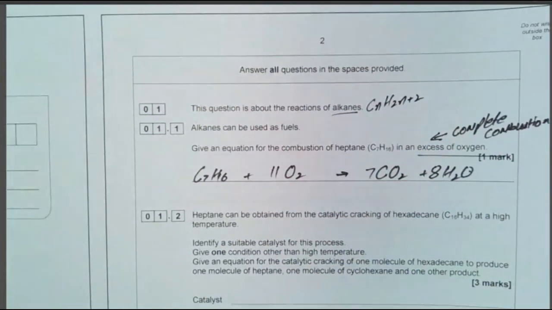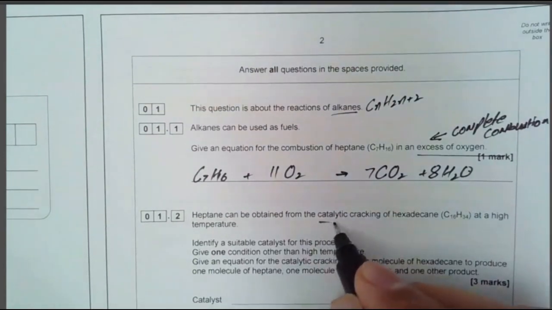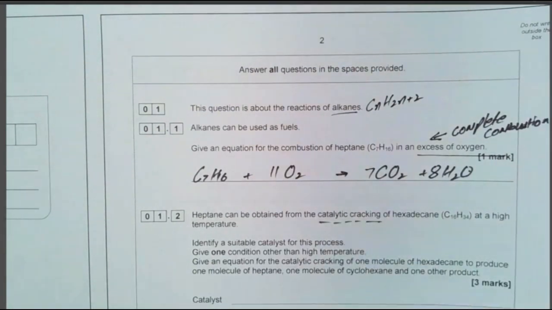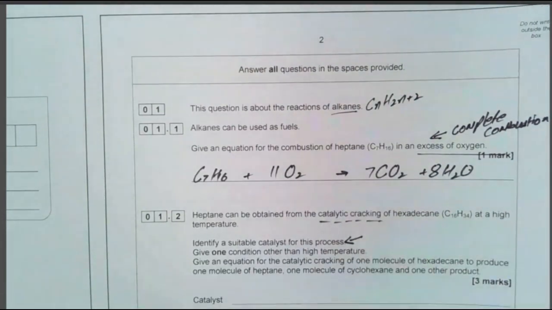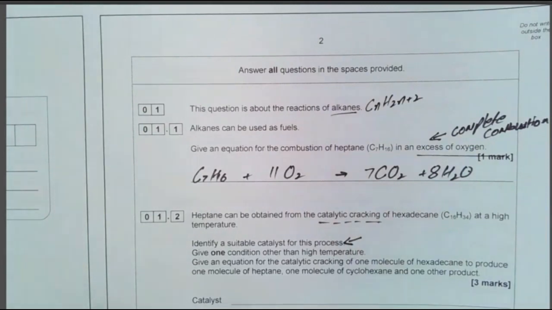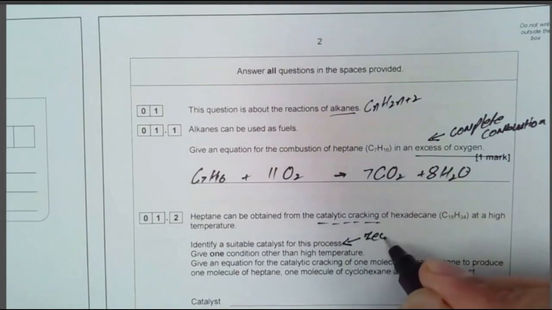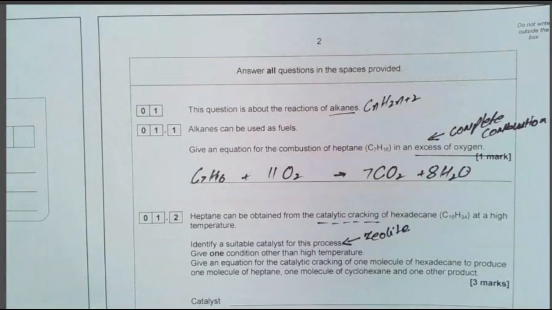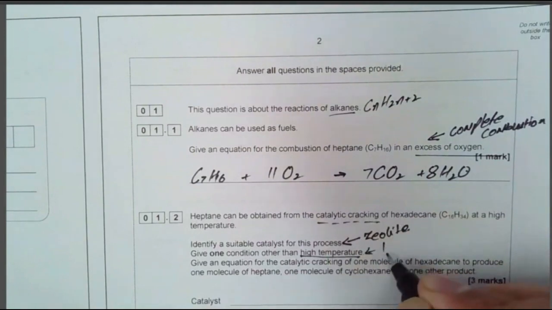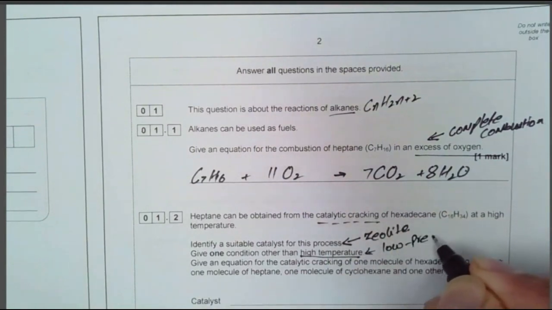Okay. Next question says heptane can be obtained from the catalytic cracking of hexadecane at a high temperature. Identify a suitable catalyst for this process. What did you put for the catalyst? Zeolite. That's fine. We can say that's okay. Zeolite. Give one condition other than high temperature. Low pressure. That's fine.